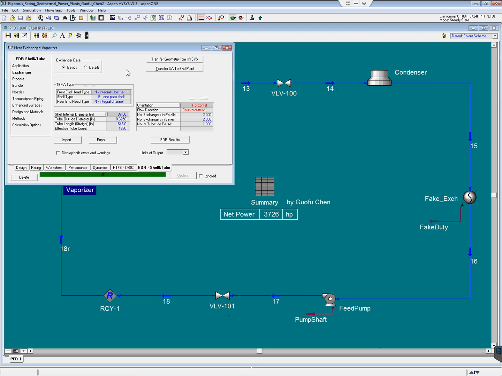The vaporizer is a shell and tube type of exchanger with a TEMA designation of NEN, and there are two shells in parallel and two shells in series. The shell diameter is about 37 inches, and the total tube length is 648 inches.